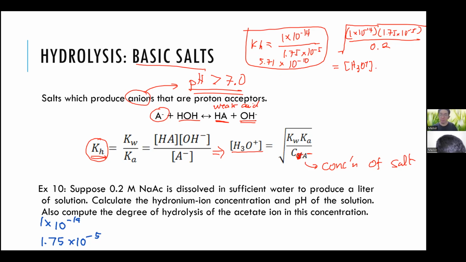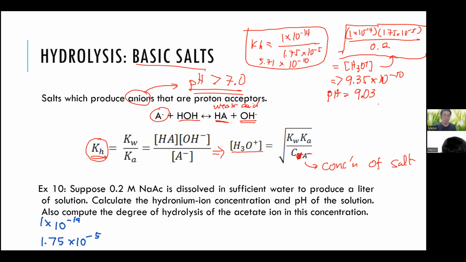So now, H3O plus is equal to this term. So, square root, then 1 exponent negative 14 times 1.75 exponent negative 5, all over 0.2. This is your hydronium ion concentration: 9.35 times 10 to the negative 10. And what is the pH? Just get the negative log of that. So, 9.02. 9.03. Okay. That is the pH, 9.03.